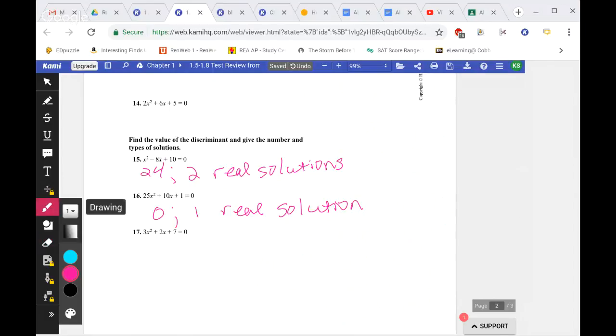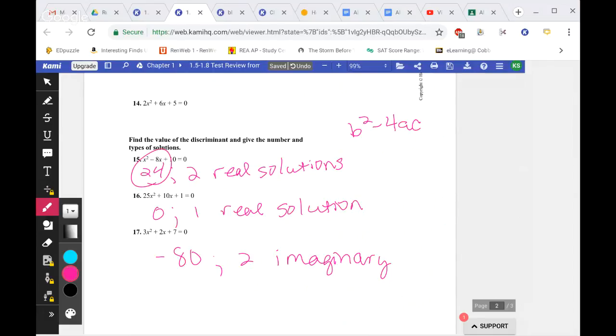Yes, ma'am. Okay. Because I understand how to do it, I just don't know how far to go. Do you want me to show it? I got you. So this is what I'm looking for here. If you gave me that, I'd be good. If you showed me your work, like if you actually worked out the b squared minus 4ac and showed me how you got 24, 0, and negative 80.